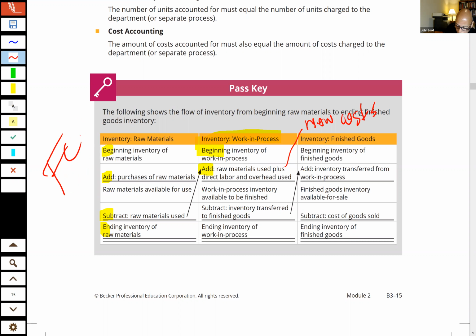Add what? Subtract the amount that was transferred, which by definition is what? What is this by definition? Anybody following me? I'm not asking you because I don't know. What is this number? What do we define this number as? Inventory transferred to finished goods out of work in process? Cost of goods manufactured. Huh? Cost of goods manufactured. Good. Cost of goods manufactured, right? Okay. Cost of goods manufactured. Thank you.